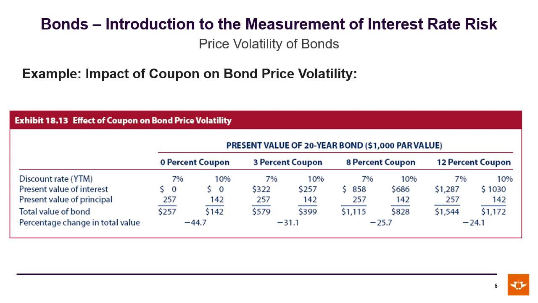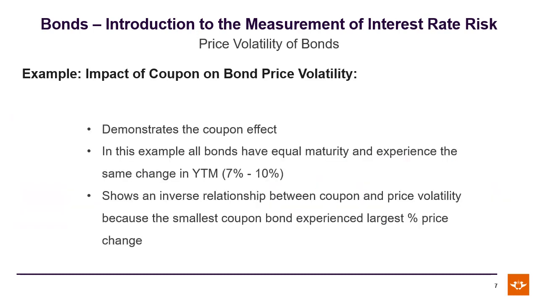So what we notice from the table is that as the coupon increases, the percentage change decreases, which means that the coupon and the price volatility have an inverse relationship, because we see that the smallest coupon bond has the highest percentage change in price.